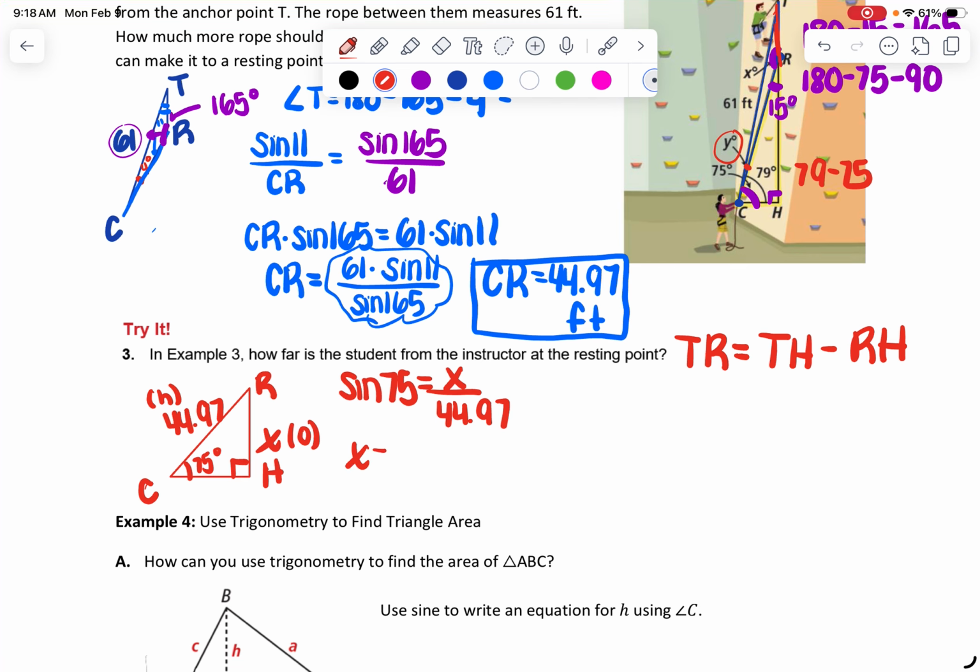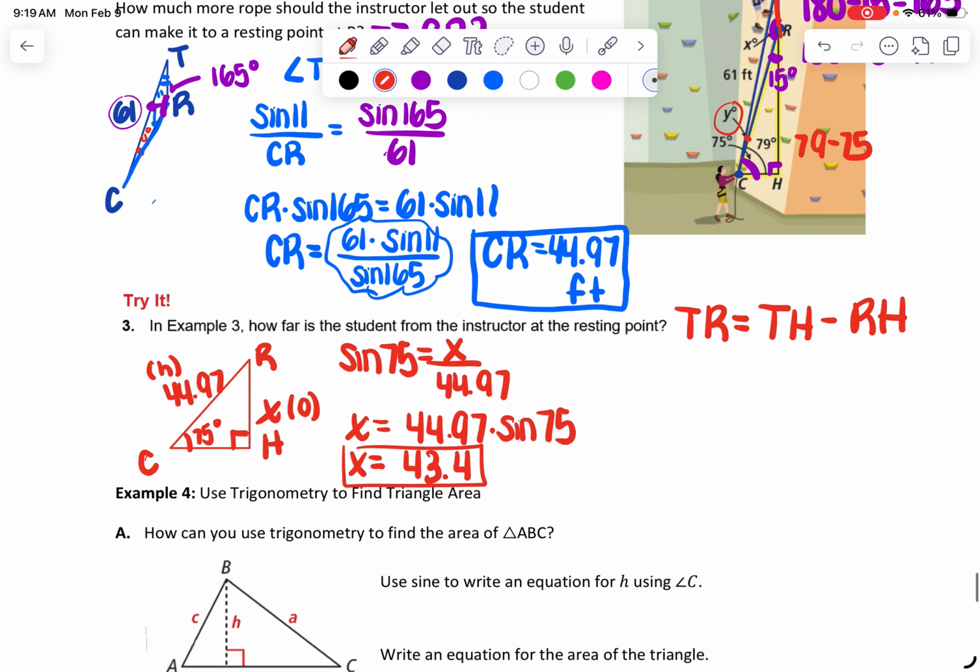And so you would get x is going to equal 44.97 times sine of 75. And so you would get x to be approximately 43.4. So that's the first part. Okay. The next part is going to be finding TH.